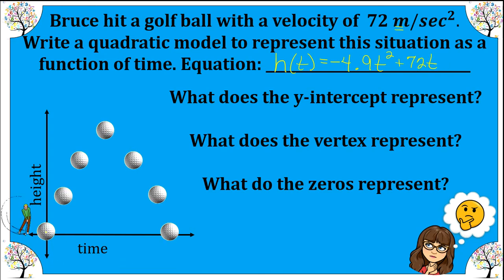And look, the ball is being hit from the ground, so here our y-intercept is 0. The y-intercept represents the initial height. In this case, it is 0. The vertex represents the amount of seconds it takes for the ball to reach the maximum height. That is your vertex. And my zeros represent when the ball is on the ground. The ball is on the ground initially, and then again when it lands.